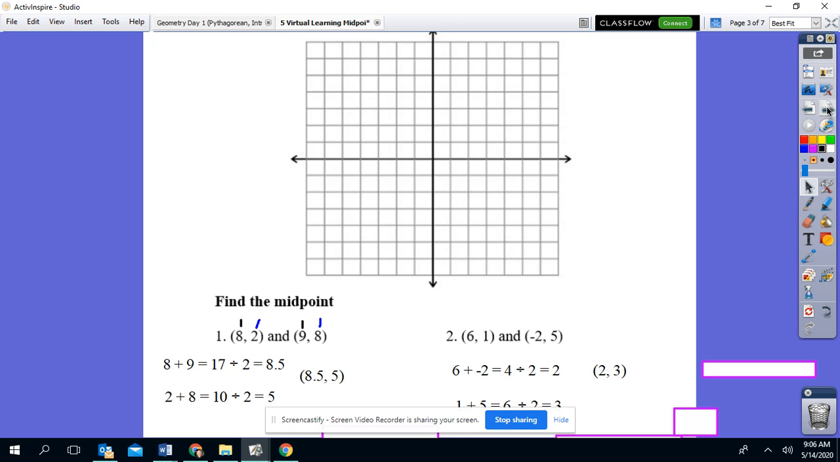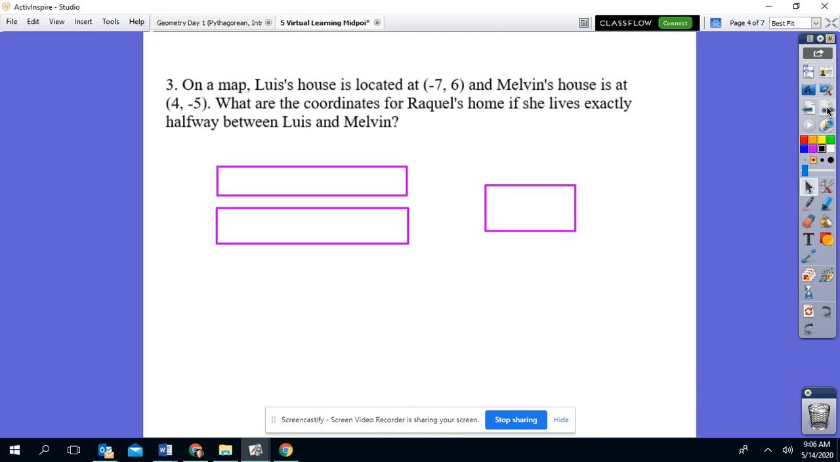All right, let's look at what they might look like in terms of a word problem. So this is what you may see. It says on a map, Lewis's house is located at -7, 6. So they give you the coordinates of his house. And then Melvin's house is at 4, -5. What are the coordinates for Raquel's home if she lives exactly halfway?